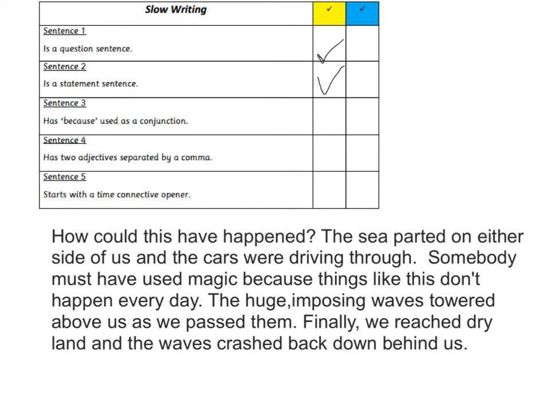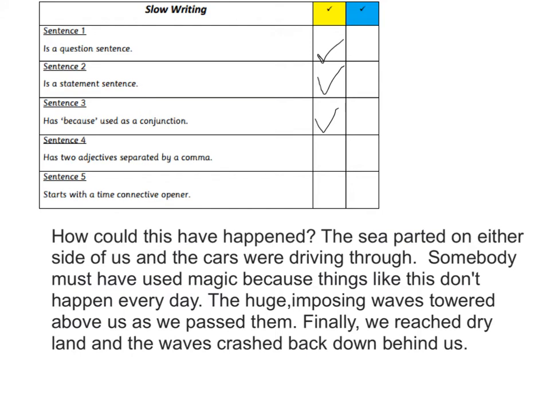And then sentence 3 is going to have a because conjunction in it. The first part of my sentence is going to be somebody must have used magic, and the second part of my sentence is things like this don't happen every day, and I'm joining those 2 parts up with a because conjunction. So I make it one long sentence now. It says: somebody must have used magic because things like this don't happen every day. I'm happy with that sentence. It starts with a capital letter, ends with a full stop. So I'm going to put a tick in there because I've done that one.